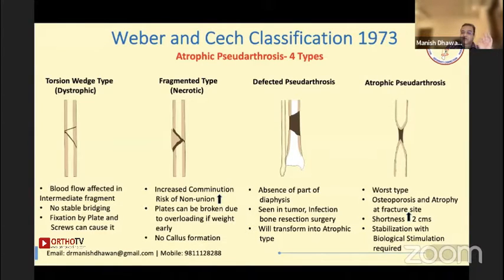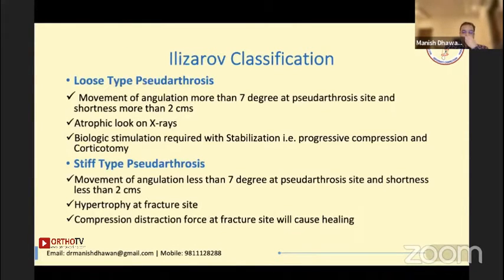This is the atrophic pseudarthrosis. This is the worst type, and it has osteoporosis and atrophy of the fracture site. There is a shortening of greater than 2 centimeters, and stabilization with biological stimulation is required to treat this type of non-union. Now, Professor Ilizarov had given his classification.